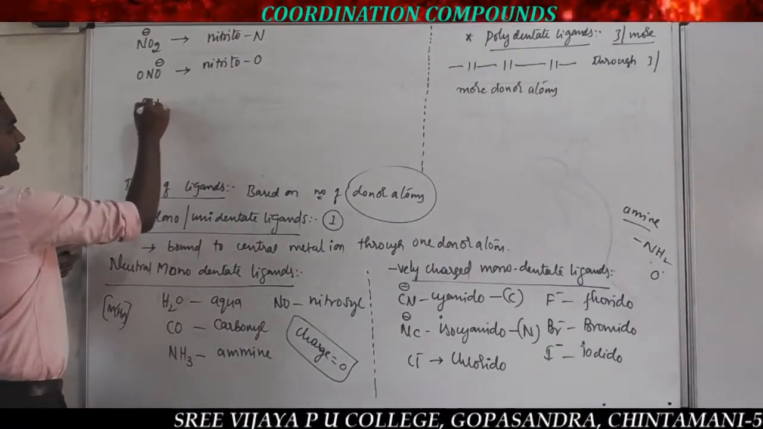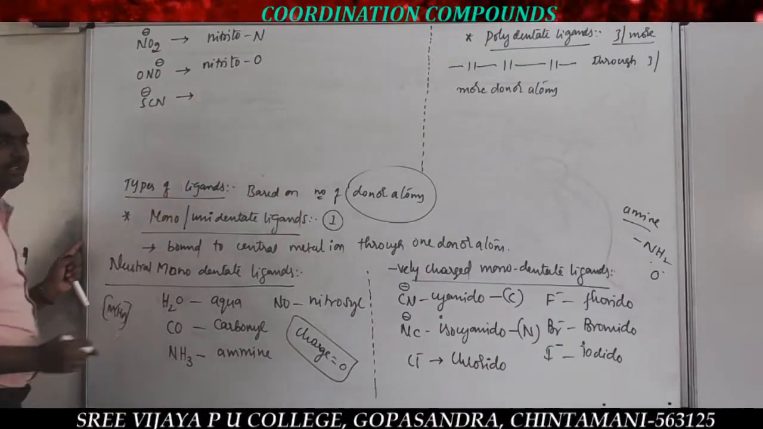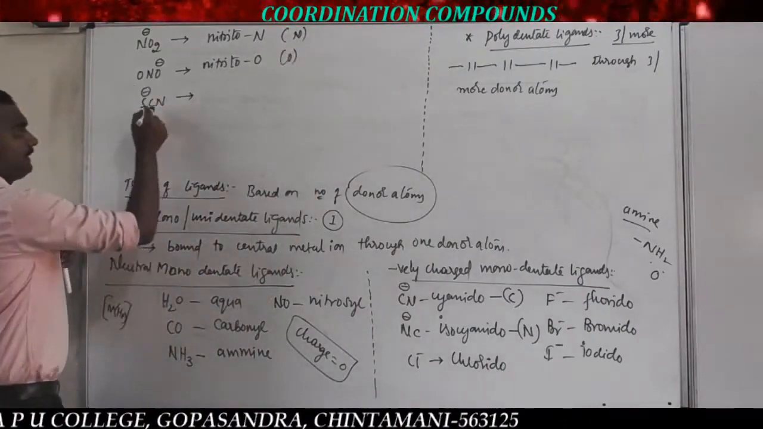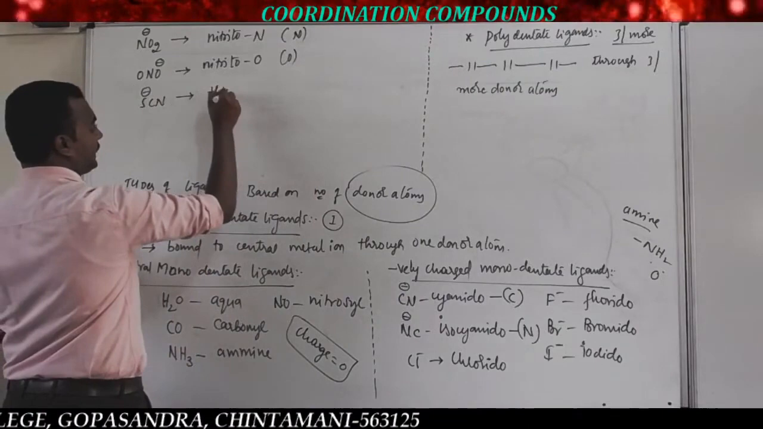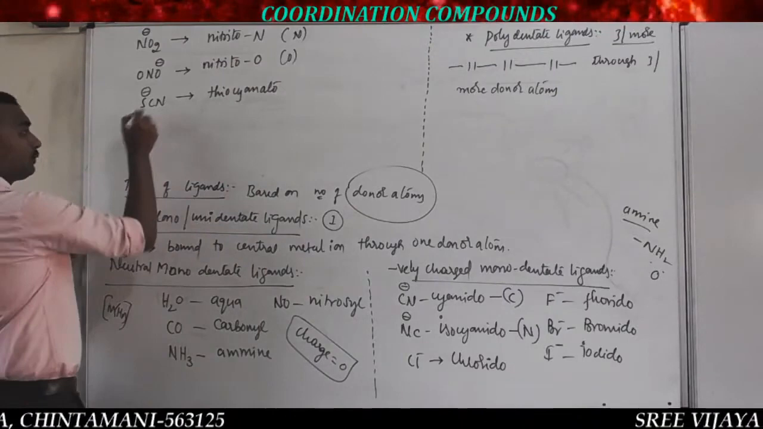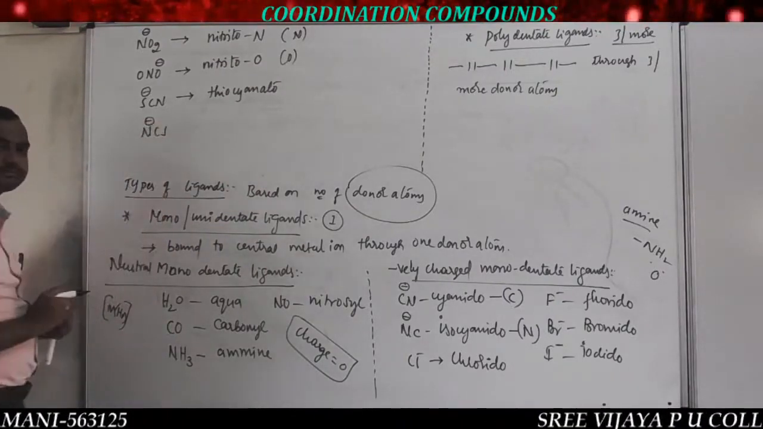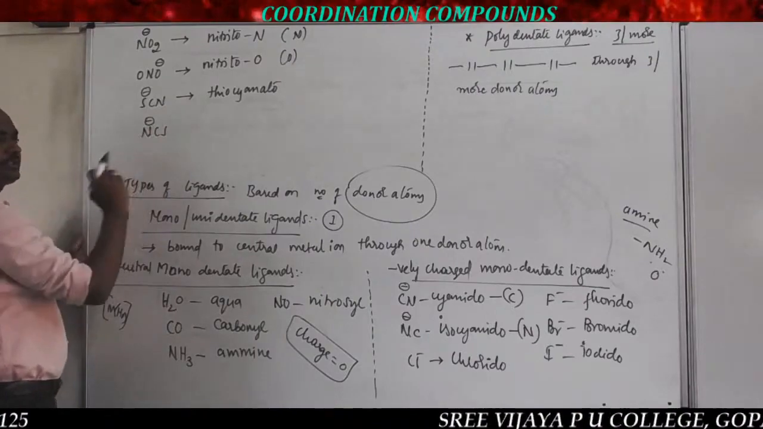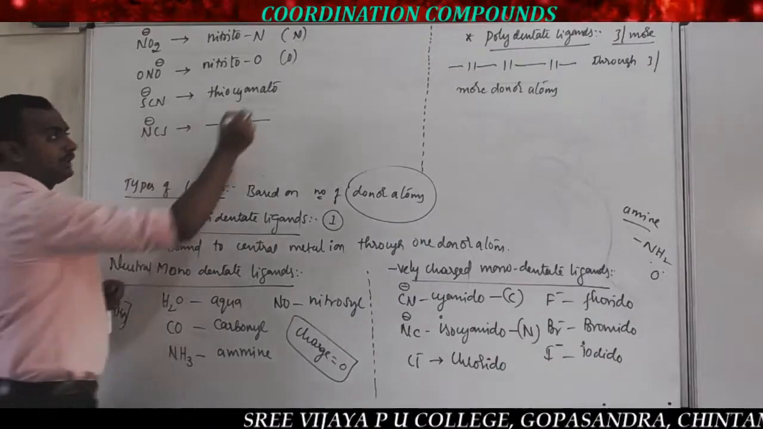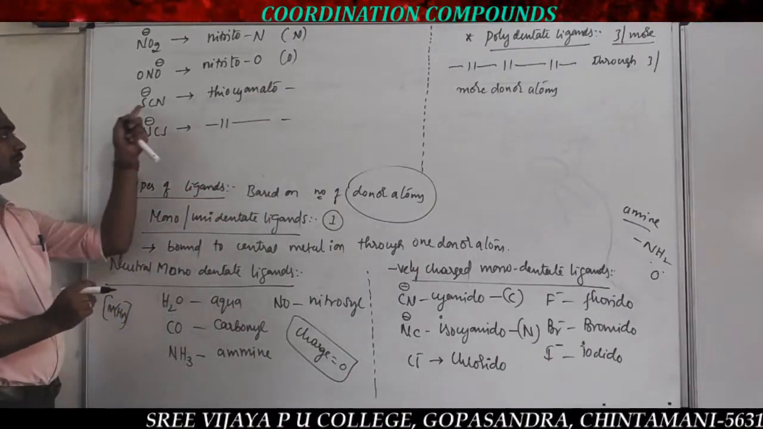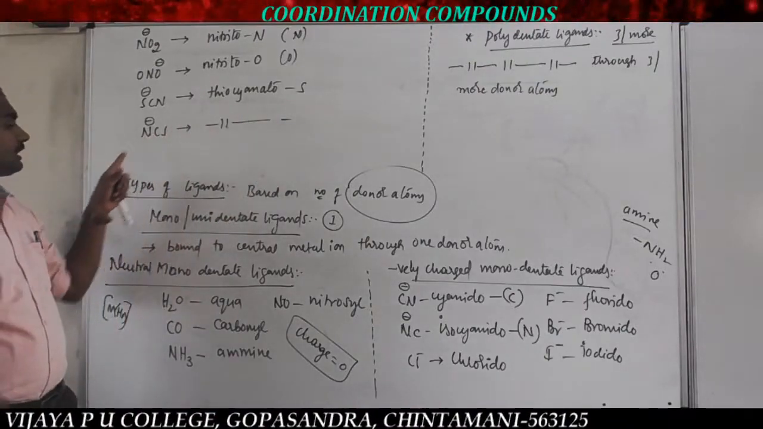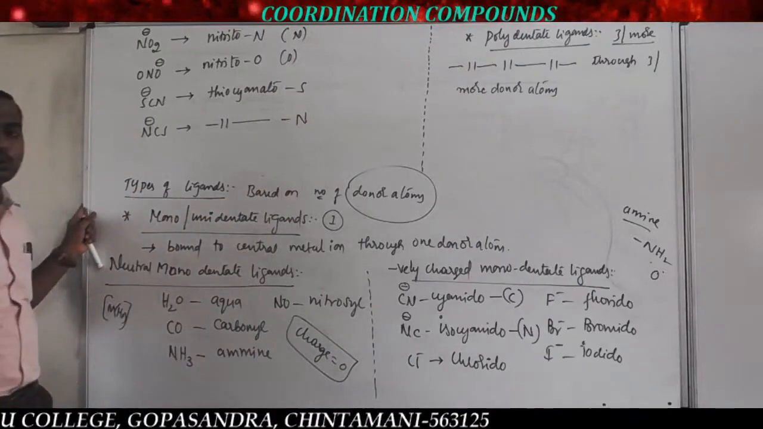Similarly, one more type, SCN minus. SCN minus is called thiocyanate. The name ends with O. And one more is NCS minus, the reverse order. The name is thiocyanate, but the difference is based on the donor atom. Here the donor atom is S, so it is named thiocyanate-S. And here the donor atom is nitrogen, so it is named thiocyanate-N.